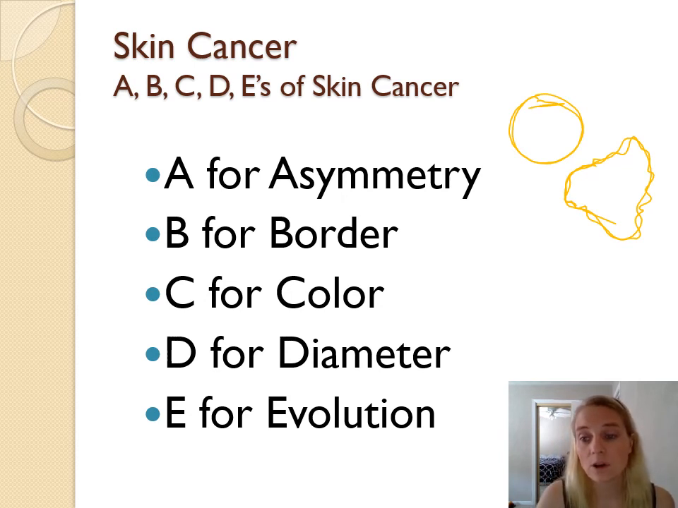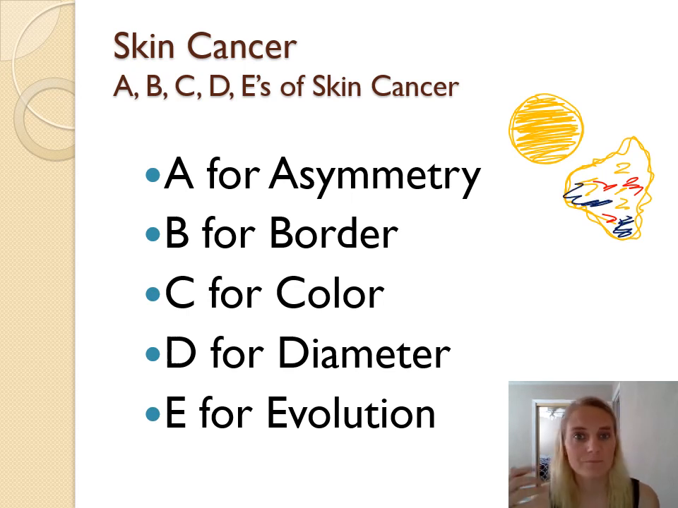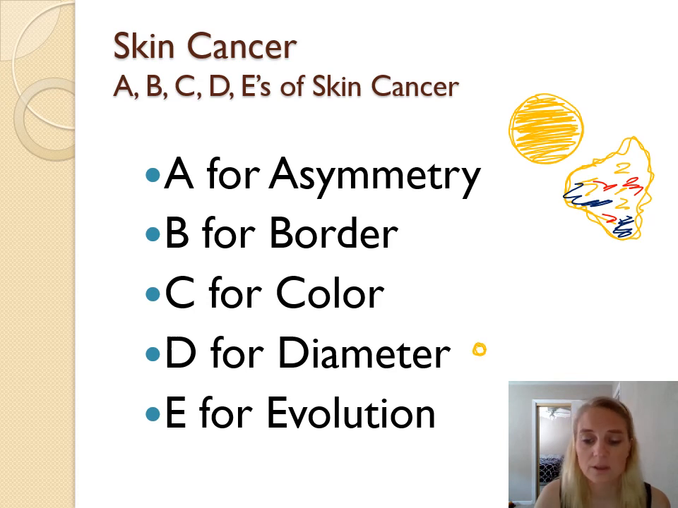C is color. If it is nice and evenly colored, not blotchy or with white or dark patches, then you're probably good. But if it's splotchy with different colors, maybe some dark aspects to it, that might be something to get looked at. For D, diameter, we're looking at anything bigger than the size of a pencil eraser. Anything larger than that is something that you should get checked out. Small freckles usually aren't going to be a cancerous issue.